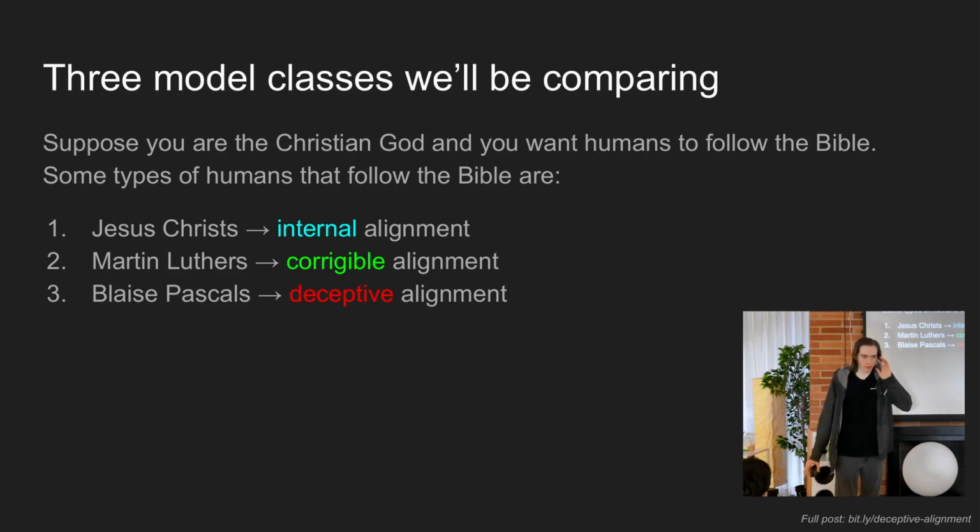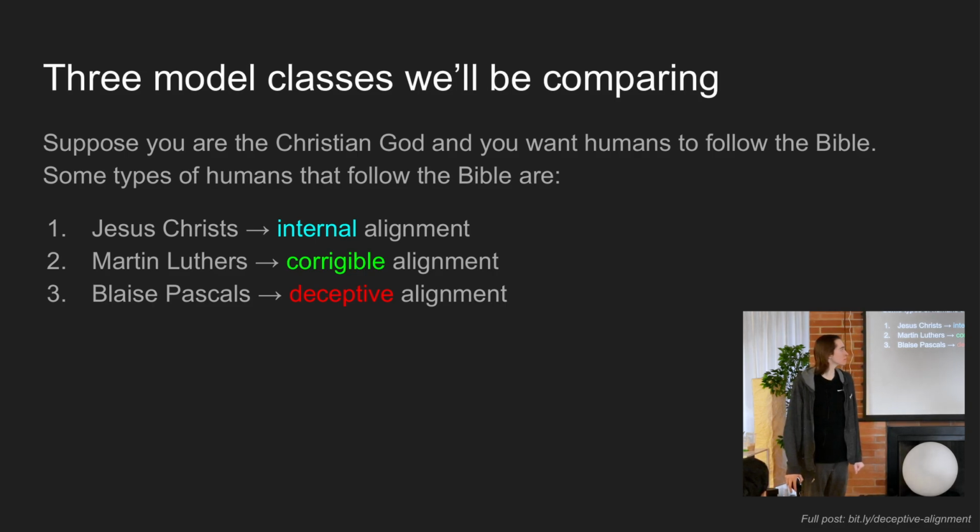So I think I understand why it's hard to distinguish between Pascal and the first two during the training, but don't Jesus Christ and Martin Luther behave differently during training? Don't Martin Luther ask more questions? It depends on what kind of training we have, but I imagine that even the training can be somewhat interactive, and I would imagine that a corrigible model would, even towards the very end of the training, ask a lot of questions.